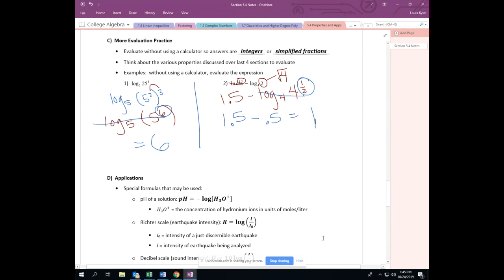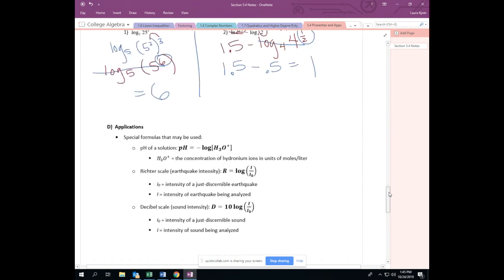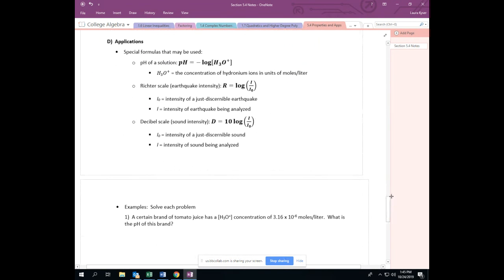The last little part of this is applications. And applications are going to involve some of these special little formulas. So we've got here the pH formula. pH is just negative log H3O, I guess that's positive, or H3O plus. And then it tells you what that is, the concentration of hydronium ions. That's typically given to you.